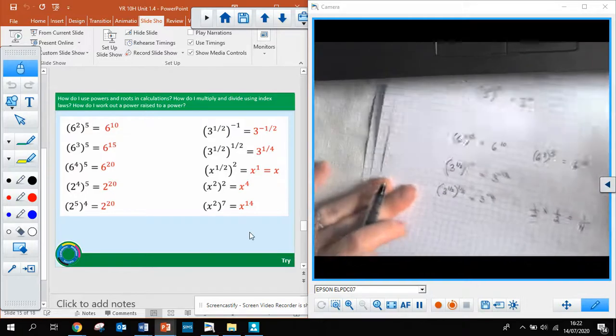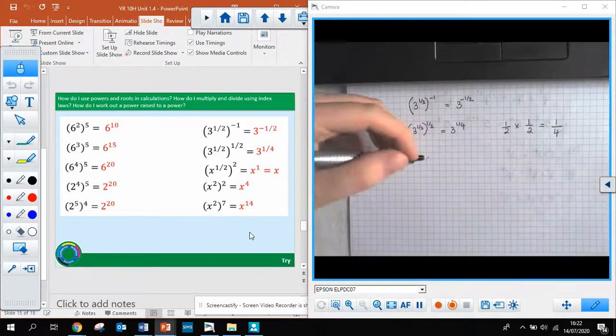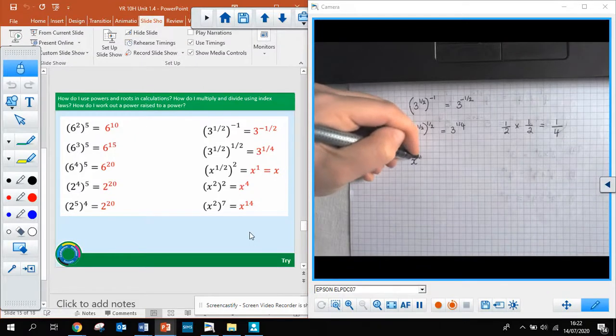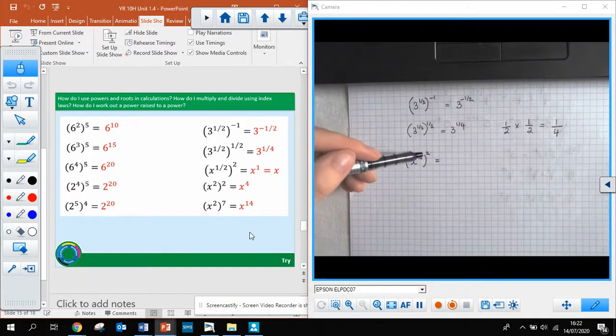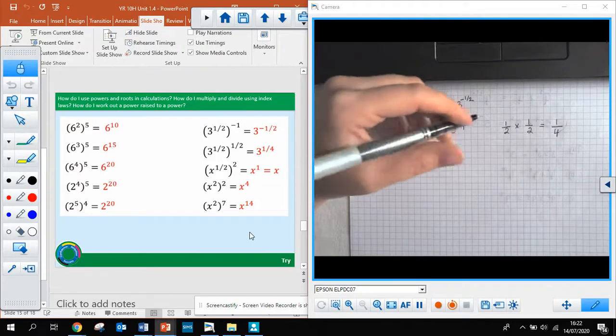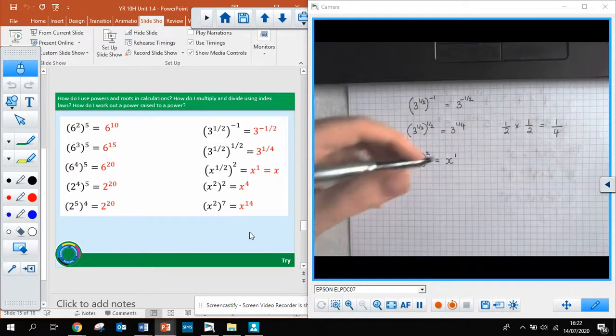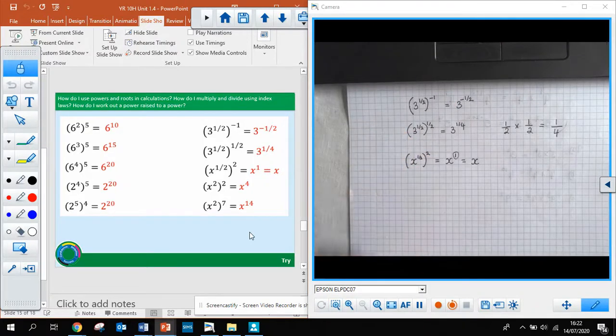The next one, we have x to the power of a half, all multiplied by 2. So we're going to do a half multiplied by 2, and that gives us 1, because we've got 2 lots of a half, and that gives you 1. X to the power of 1, well, as I've told you, that's the same as x. You don't need to write anything to the power of 1. So it's just x.